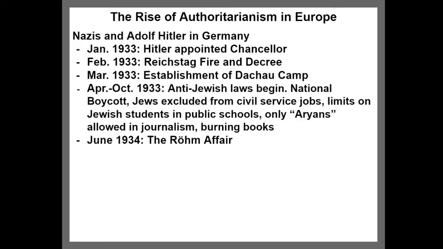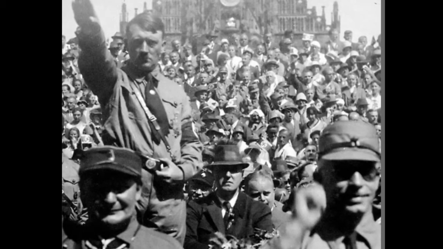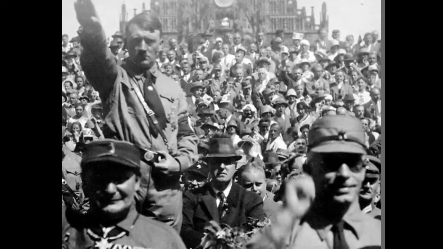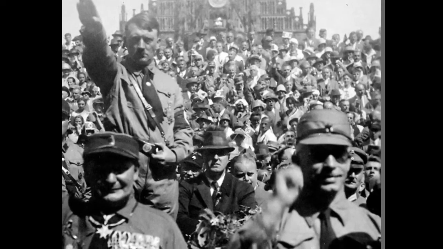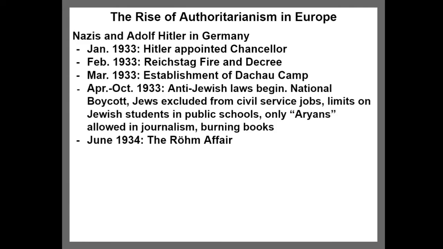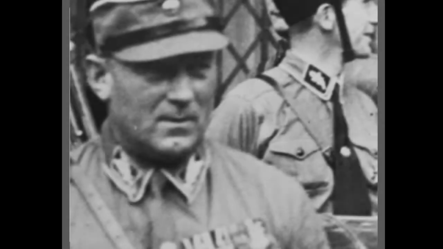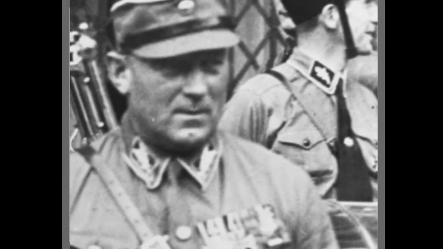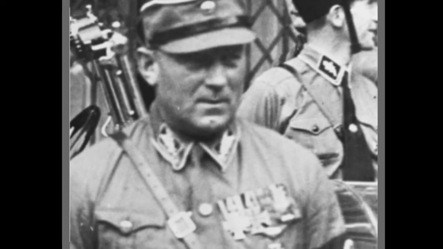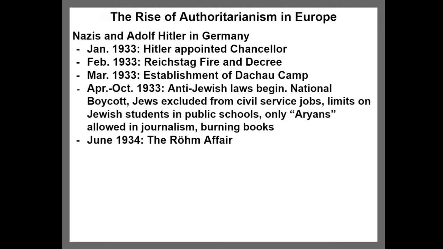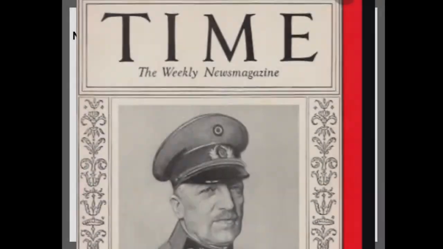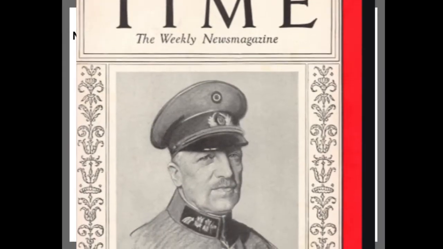In June of 1934, we had the Röhm affair. So, pressured by German army commanders, Hitler's allies in the army, Hitler directs the SS to murder the SA chief of staff, Ernst Röhm, and his top commanders. The SS also murders several conservative critics of the Nazi regime, including Hitler's predecessor as Chancellor, General Kurt von Schleicher.